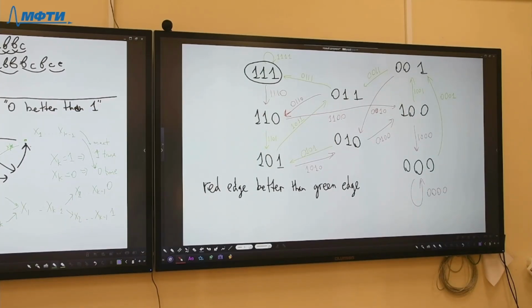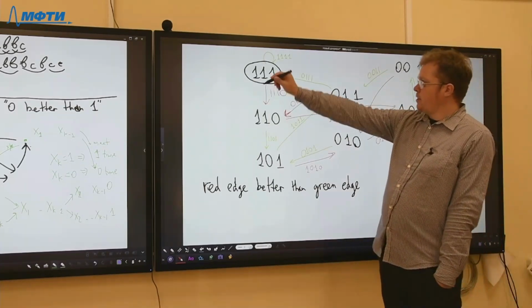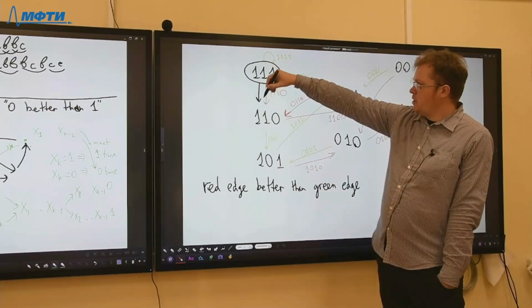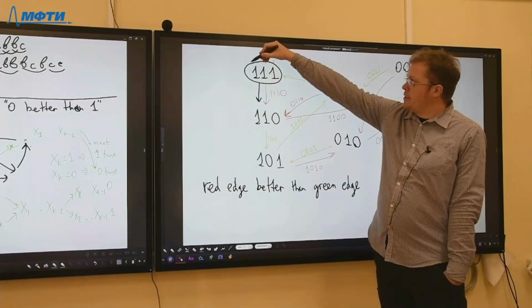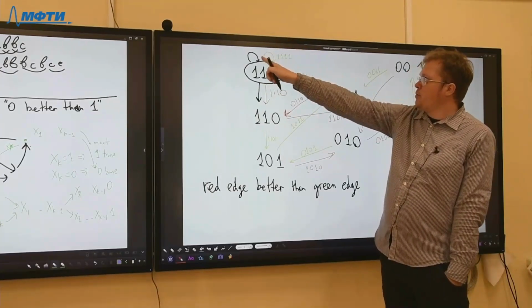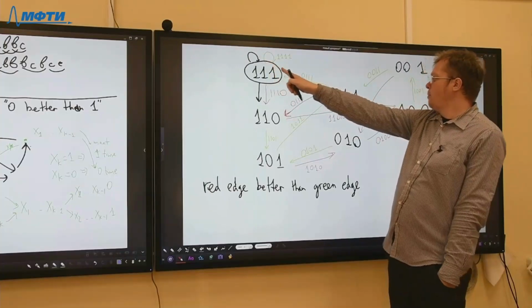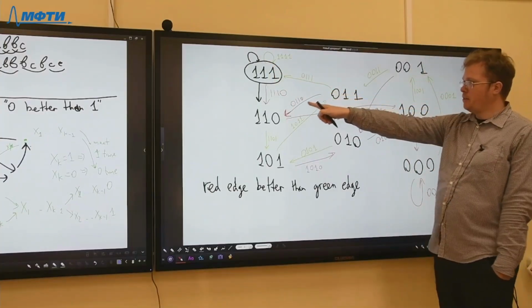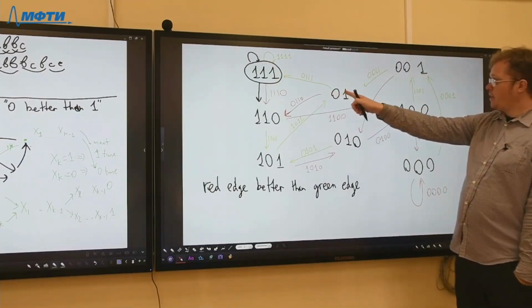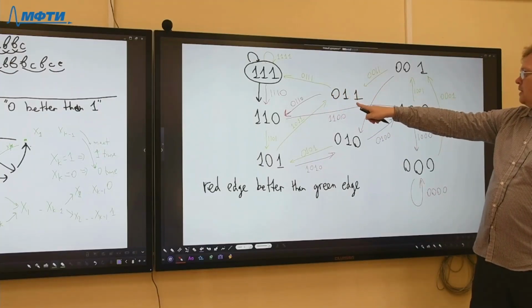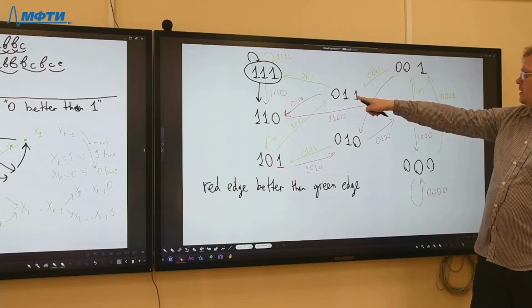So how can I prove it? I already showed you that if I start here and go through the right edge, then I finish here by using this green edge. So if I use this green edge, then before I use this green edge, I use this red edge. If I use it here, it means that I use the red edge.